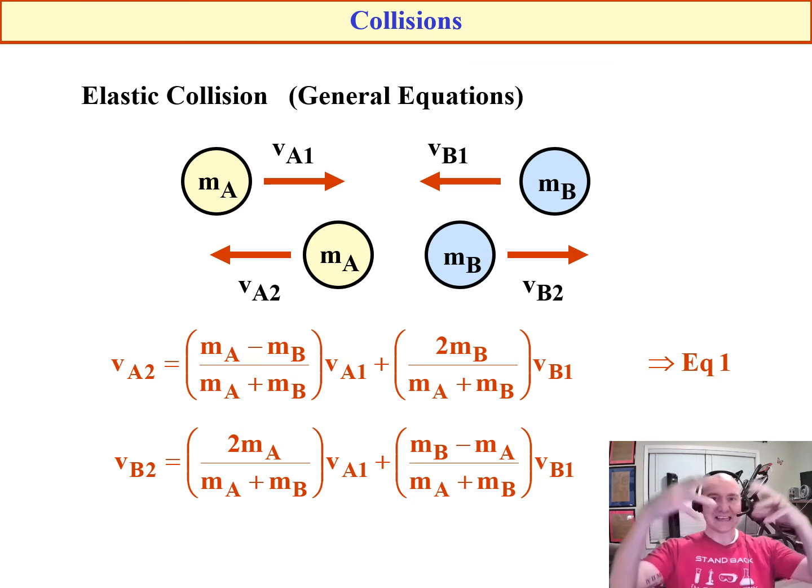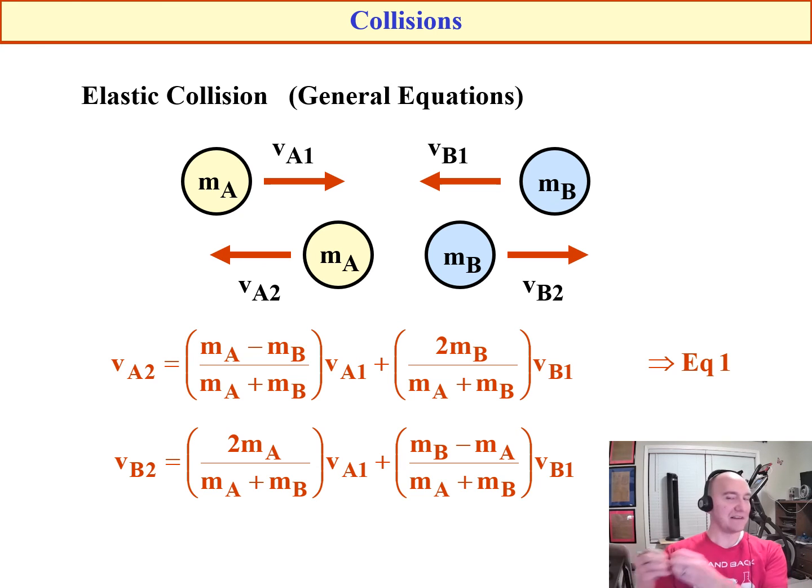All right, so that's two major scenarios that you get with this. When the two objects are the same mass, they basically switch their velocities. If one is exceedingly more massive than the other, then the one that's exceedingly more massive, its velocity is not going to change.